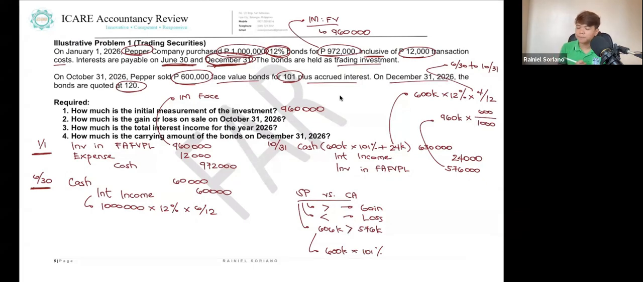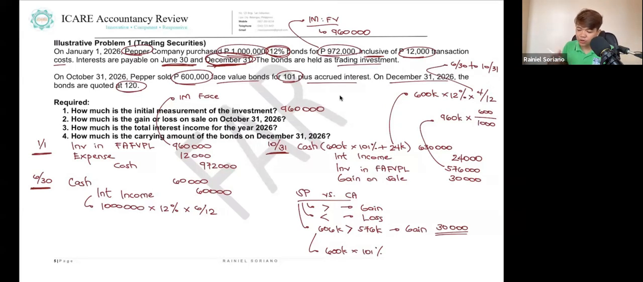So mas malaki ang selling price. 576 lang yung binebenta natin, makaka-receive tayo ng 606. So obviously here, there will be a gain. Magkano yung gain? 606 minus 576, this is equal to 30,000 pesos. That's why here, we credit gain on sale, and that's equal to 30,000 pesos. So this is now the journal entry on October 31, that is the date of sale.